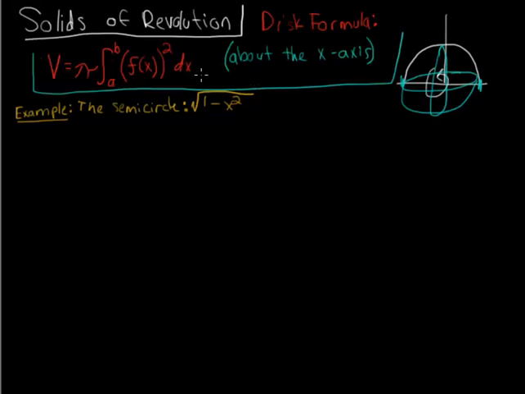So, first of all, the disk formula is the volume equals pi times the integral from a to b of the function of x squared dx, which is also saying the volume equals pi times the integral from a to b of y squared, same thing, times dx. So here in the semicircle, f of x equals the square root of 1 minus x squared, and we got lucky here. It squares the square root, so the square and the square root cancel out.